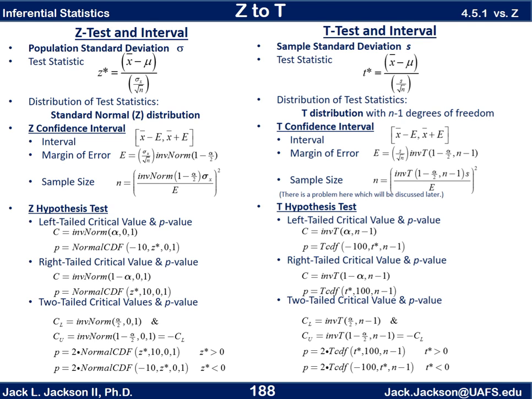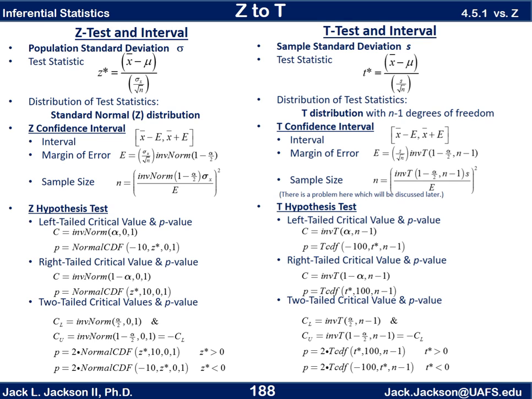C is the inverse norm of 1 minus alpha, which is the probability to the left of C, comma 0, 1. So C equals invNorm(1 minus alpha, 0, 1) for the Z test when it's right-tailed. And the corresponding thing for the T is C equals invT(1 minus alpha, n minus 1). The p-value is normalCDF from Z star to infinity, but we'll use 10, 0, 1. And the corresponding thing over here for the T is the p-value is tCDF from T star to 100, comma n minus 1.